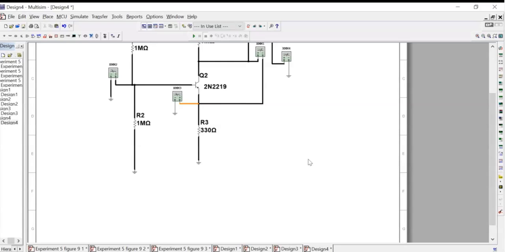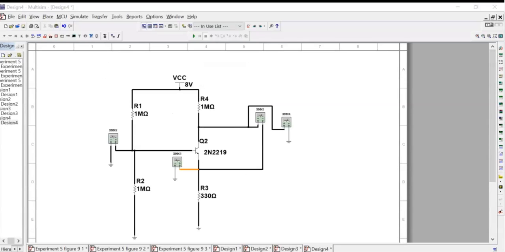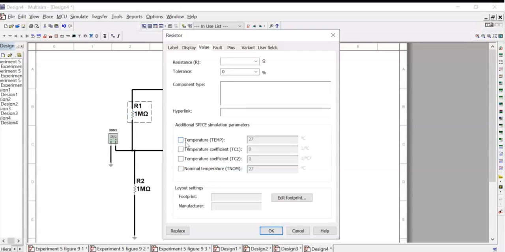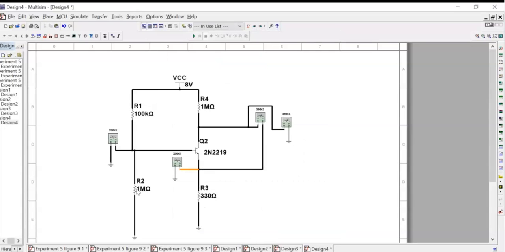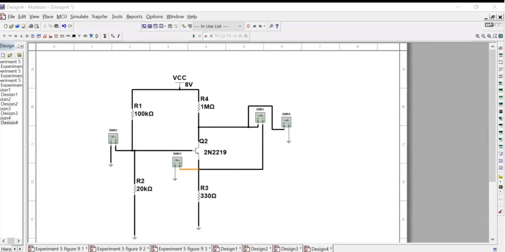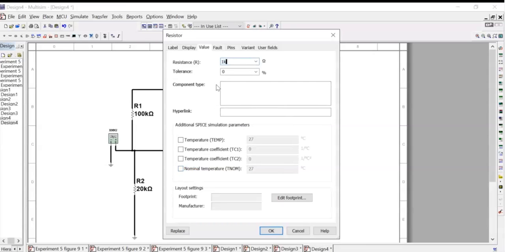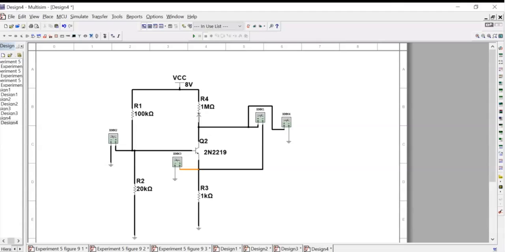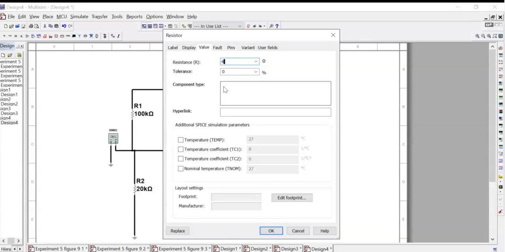We need to change the values. So what are the values needed? We need an 8-volt supply. R1 is 100 kilo ohms. So this one should be 100 kilo ohms. Then we need R2, 20 kilo ohms. This is 20K. Then I need 1 kilo ohm R3, 1K. Then R4 is 4.3 kilo ohms. This is 4.3K.